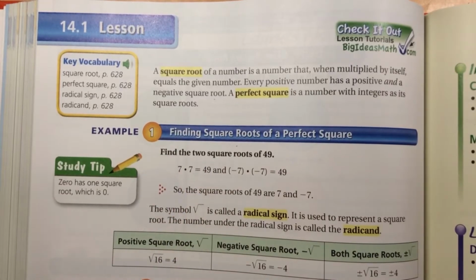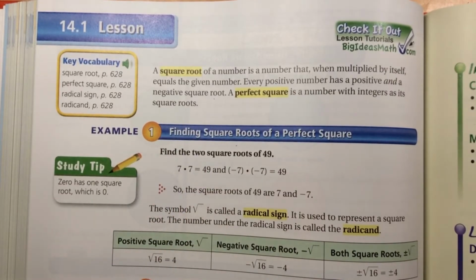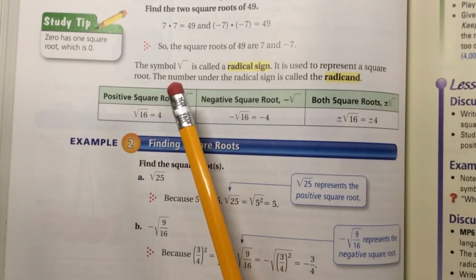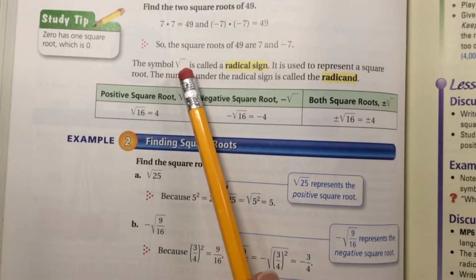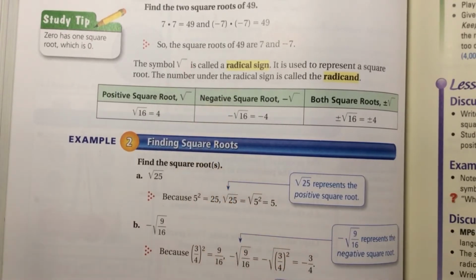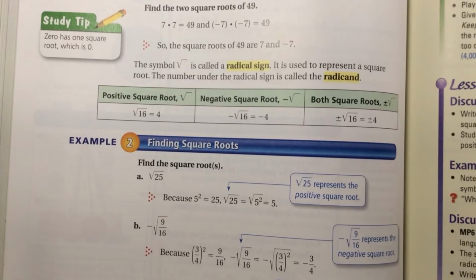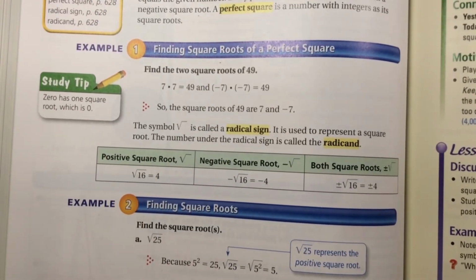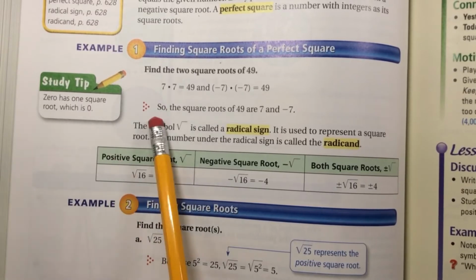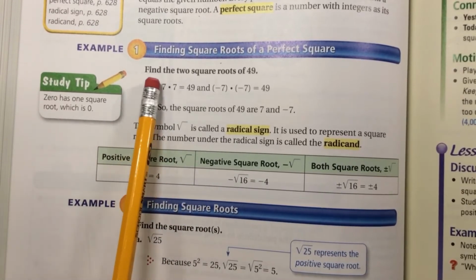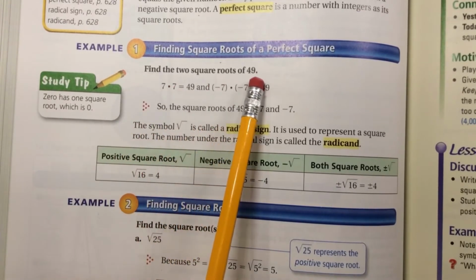Okay, so let's make sure that we understand what's going on there. Hopefully you've seen a square root sign before. That's called the radical sign. It kind of looks like a check mark combined with a division sign. Okay, and we call that the radical sign. So it says here, example 1, finding square roots of a perfect square. Find the two square roots of 49.